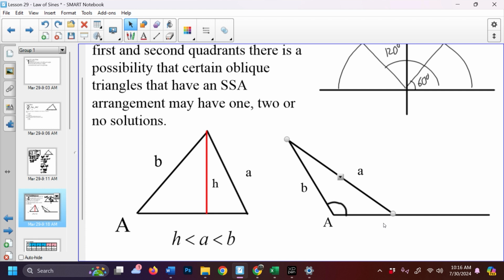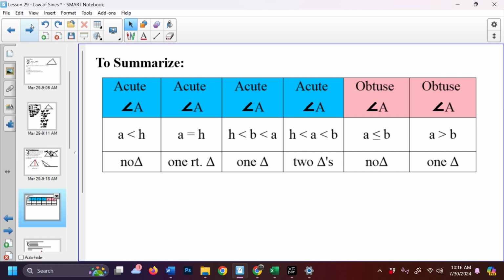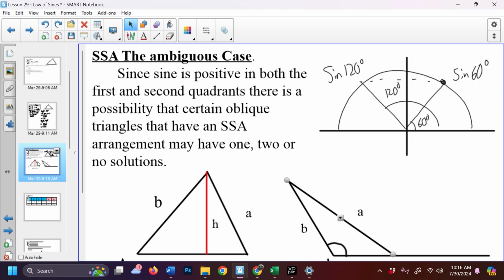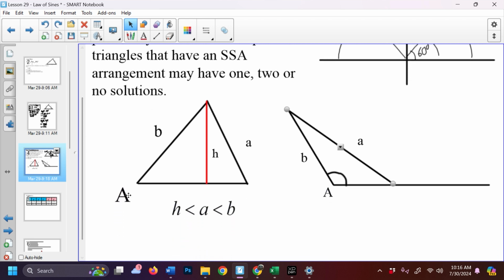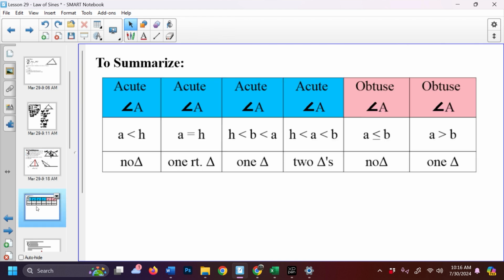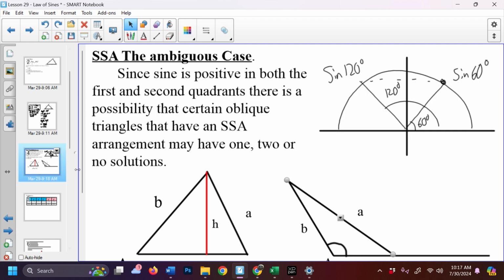And so what I've done is I've made a little chart for you to look at. And here is the chart. If you take that configuration where you're given angle A, side little a, and side little b, so we have it set up to fit this. If you have an acute angle for angle A, if A is less than H, less than the height, you'll have no triangle. And that's easy to show.